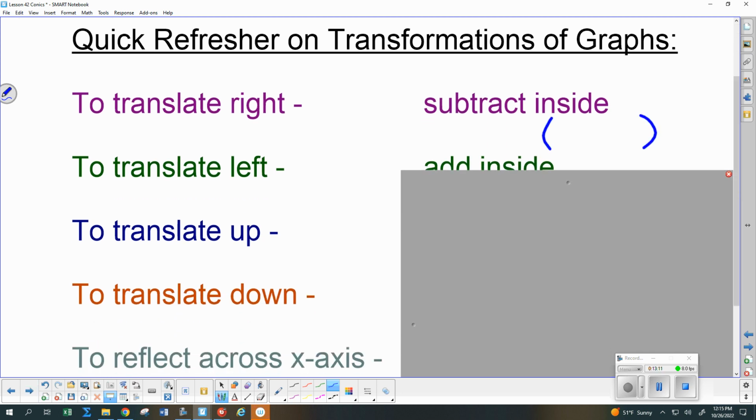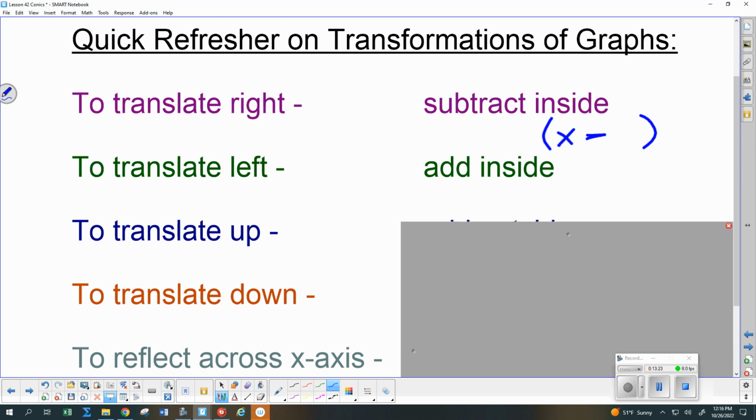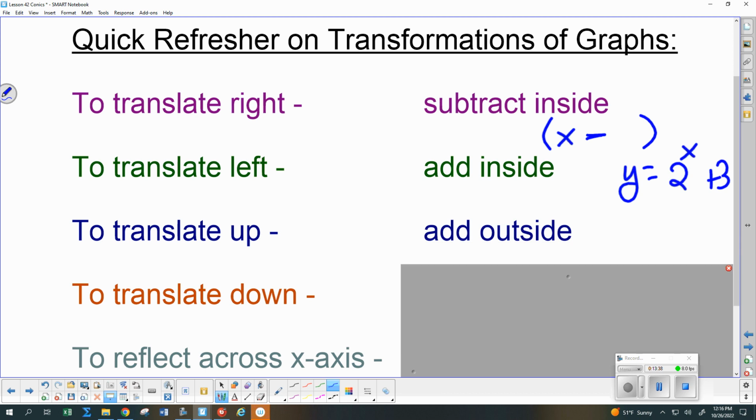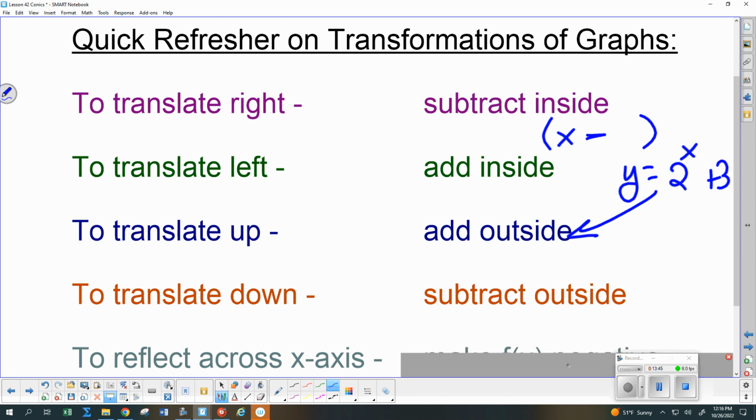If you have, wherever you've got an x, so in this case, our x is in the exponent, and if on the inside you subtract, that means you've moved your original graph to the right. If you add, you've moved it to the left. If you have y equals, I don't know, 2 to the x, and then not where the x is, you have a +3, so on the outside, that means you went up 3. If this were a minus, you'd be subtracting.